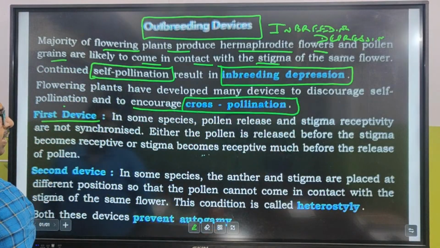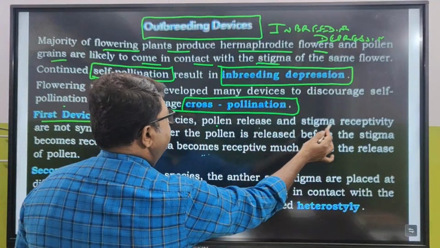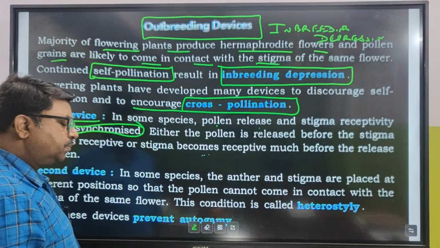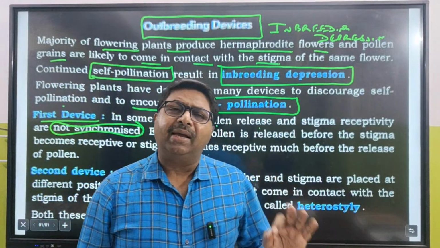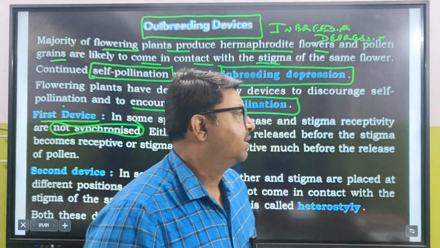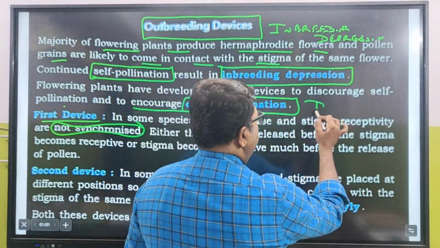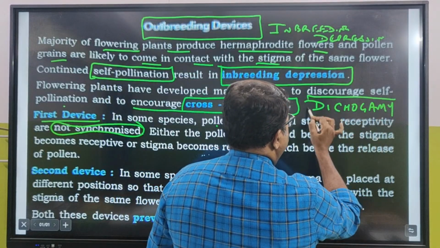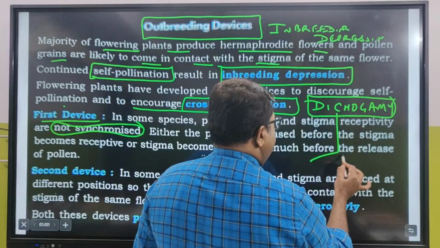First device: in some species, pollen release and stigma receptivity are not synchronized. What is the term for that? It is called dichogamy. Remember this, the term is not given in the book, but if it comes, you have to remember it. So what is the term? Dichogamy. Dichogamy is of two types.